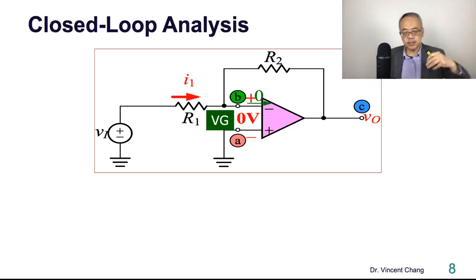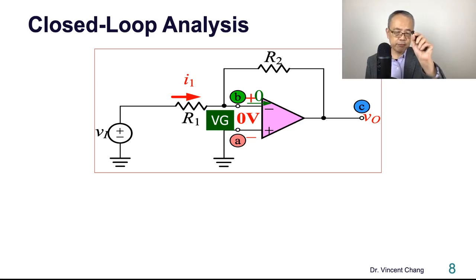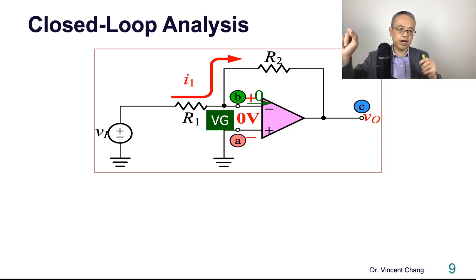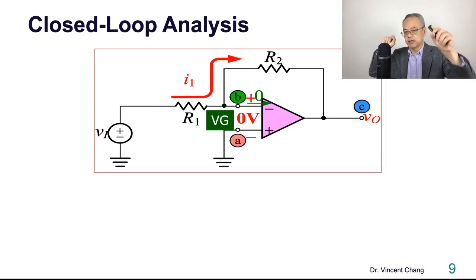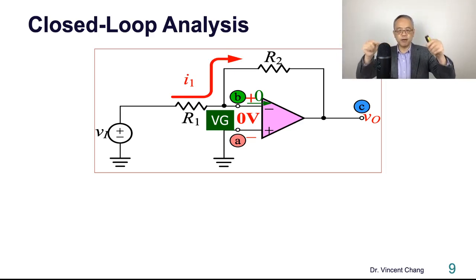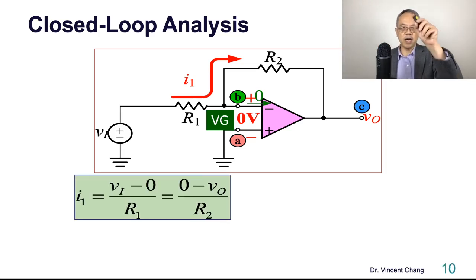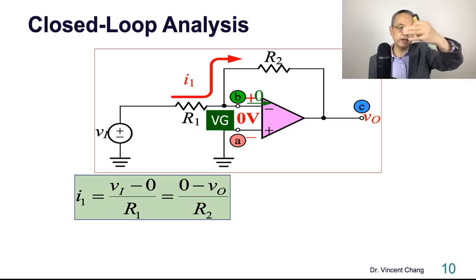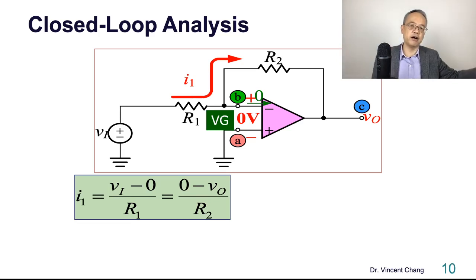So let's move on with the closed loop analysis. Since the inverting terminal of the op-amp is the virtual ground, we can get I1. So I1 equals VI minus the inverting input, divided by R1 based on Ohm's law. So VI minus 0, which is the virtual ground, divided by R1. And also this current, because of the ideal input, there's no current going into the ideal op-amp.